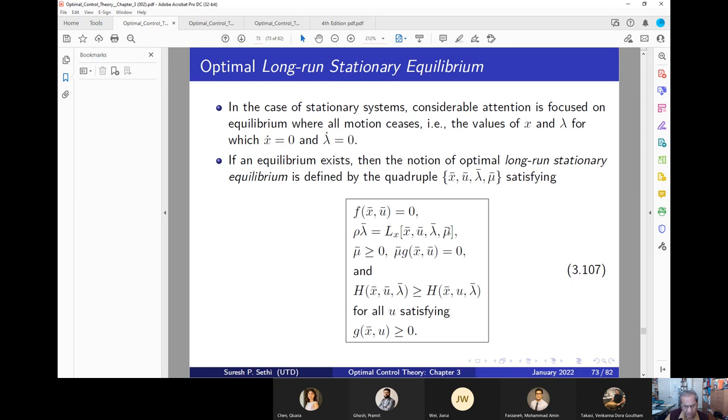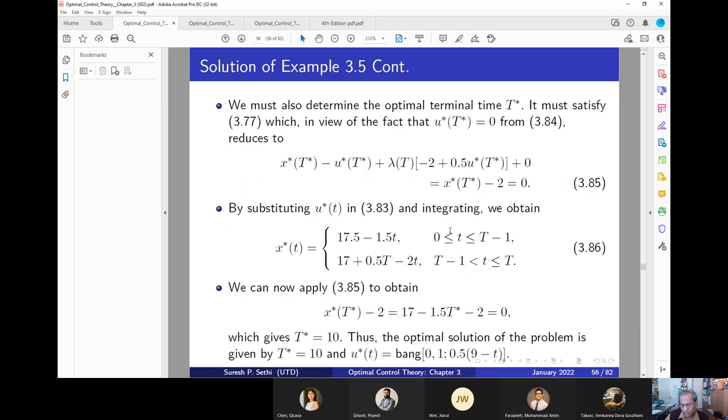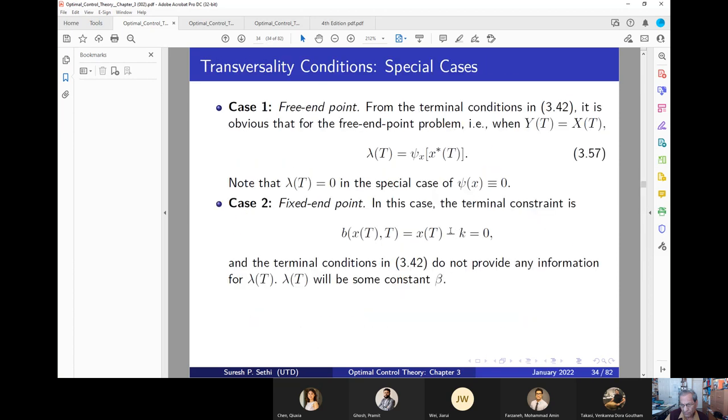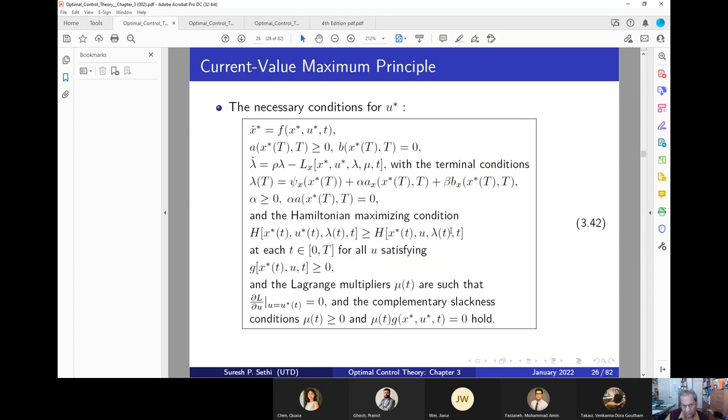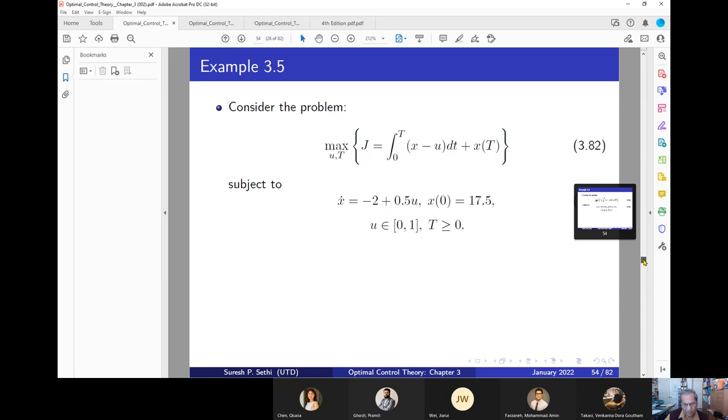Did I make a mistake here? Oh, no, I didn't make a mistake. Lambda dot is 0, so rho lambda becomes equal to this. So when you set x dot equal to 0, you get f of x bar equal to 0. And lambda dot equals 0, you get this equation. So this is fine. I was worried about the minus sign.